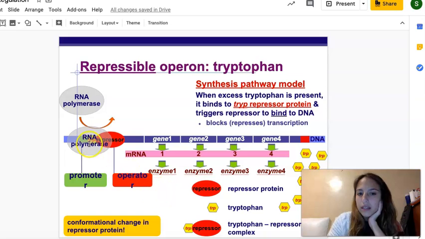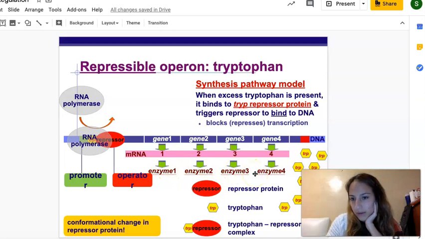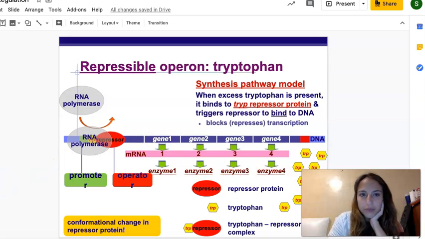So that means that the RNA polymerase that is in the promoter can easily start transcribing that DNA since it has nothing blocking it. Once it starts transcribing that DNA, all of these enzymes are produced, okay? And you can start producing tryptophan, and the bacteria is going to be able to survive. So that is a repressible operon.